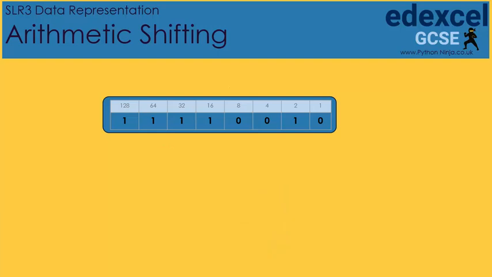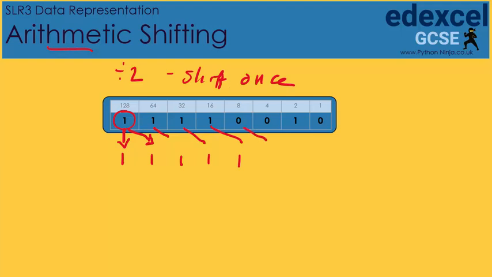Okay, so hopefully you have been able to do that. So obviously we're arithmetic shifting, dividing by 2 means that we shift once to the right. Okay, so we're going to drop this one down vertically, 1. We're also going to shift this number once to the right, which means this number goes there, this number goes there, this number goes there, this 0 goes here, this 0 goes here, this one goes here, and this one just disappears off the end.